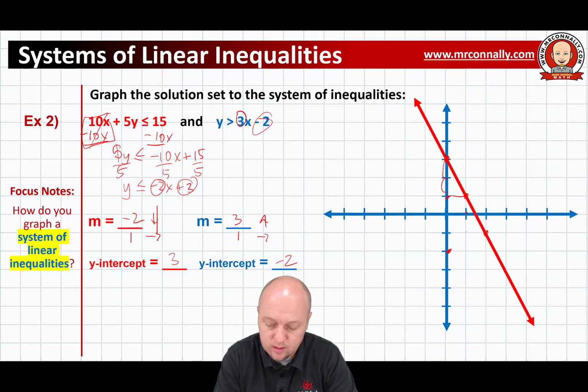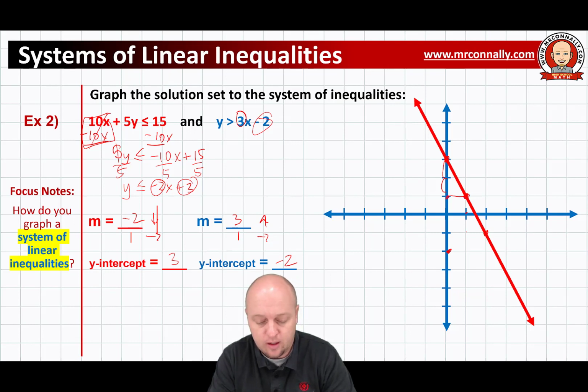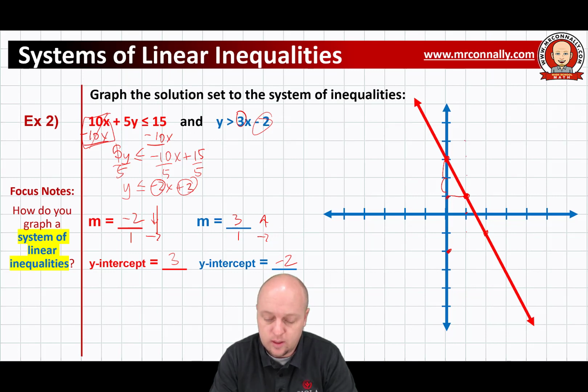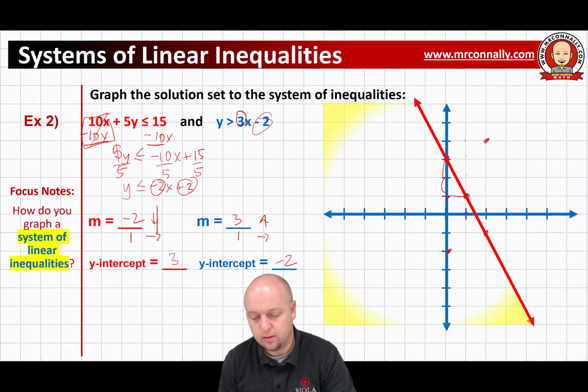1, 2, 3 over 1. There we go. Counted wrong. Okay. And then 1, 2, 3 over 1. Let's draw our line through. Oh, I forgot to shade.